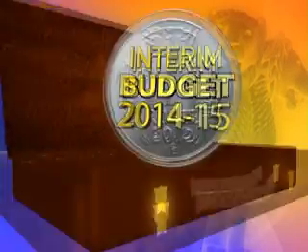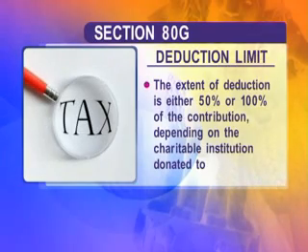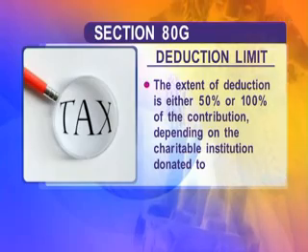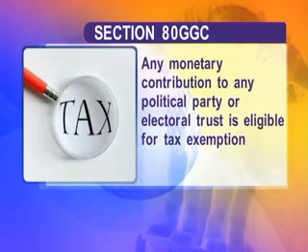80G. One often donates a certain amount on philanthropic grounds to help the destitute. The exemptions can be up to 50% on 100% of the donations made. 80GGC. Any monetary contribution to any political party or electoral trust is eligible for tax exemption.